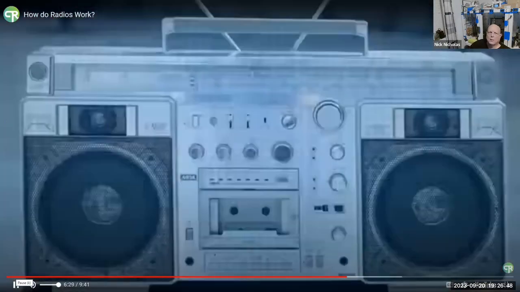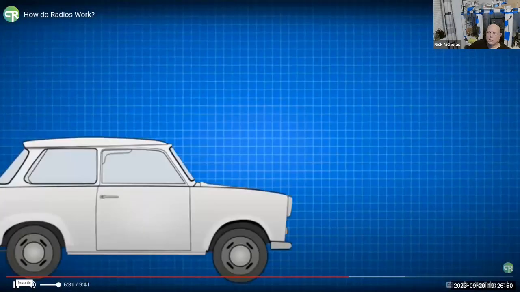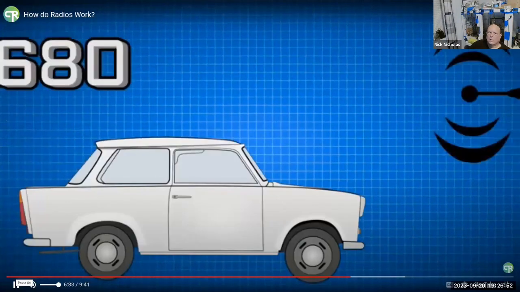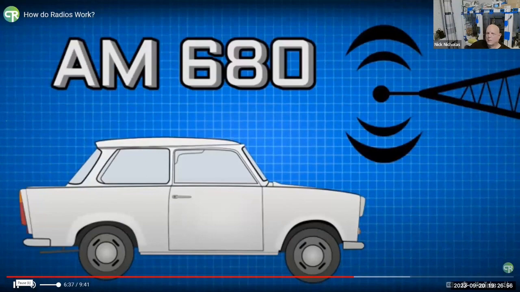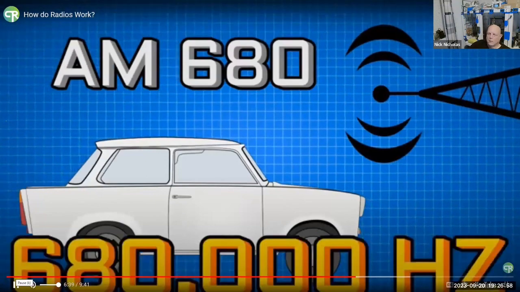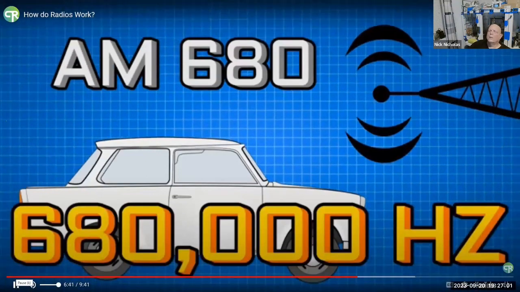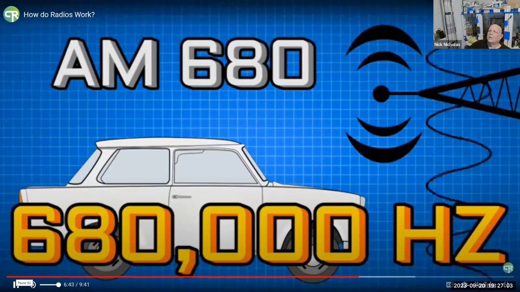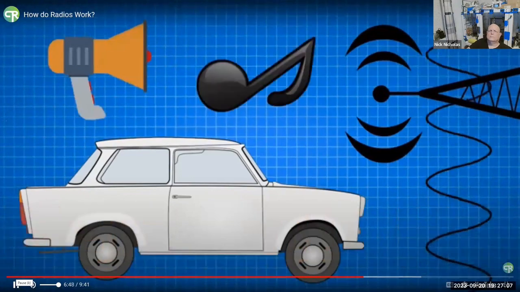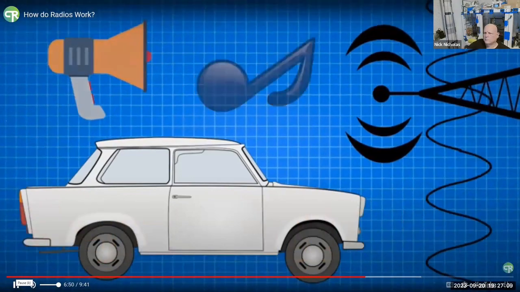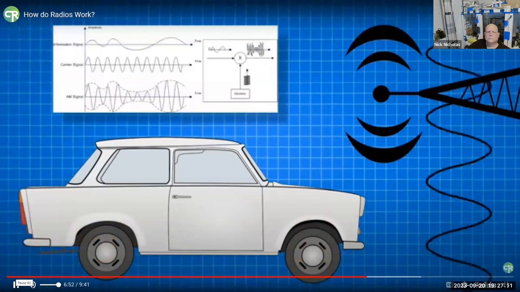If you sit in your car and tune your radio to AM 680, that means that the transmitting station was operating at 680,000 hertz, meaning that the sine wave repeats 680,000 times per second. The voice of the speaker or the music on the transmitting side is modulated onto that wave through amplitude modulation.